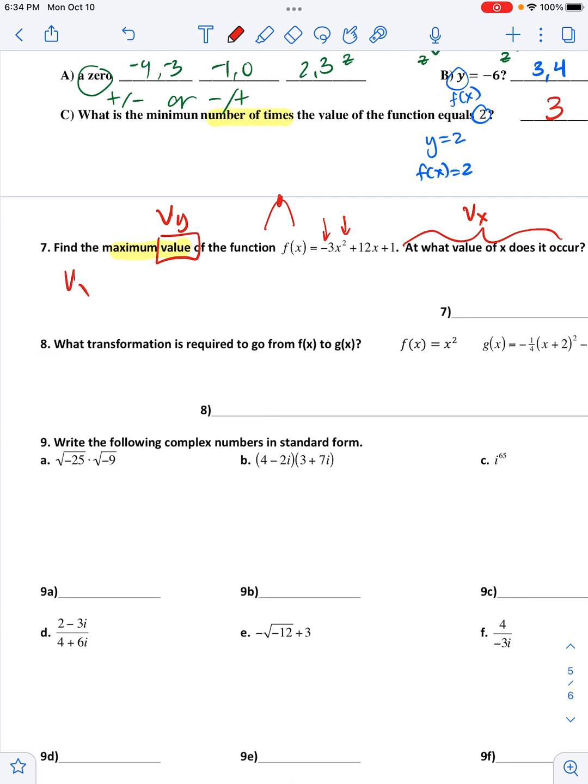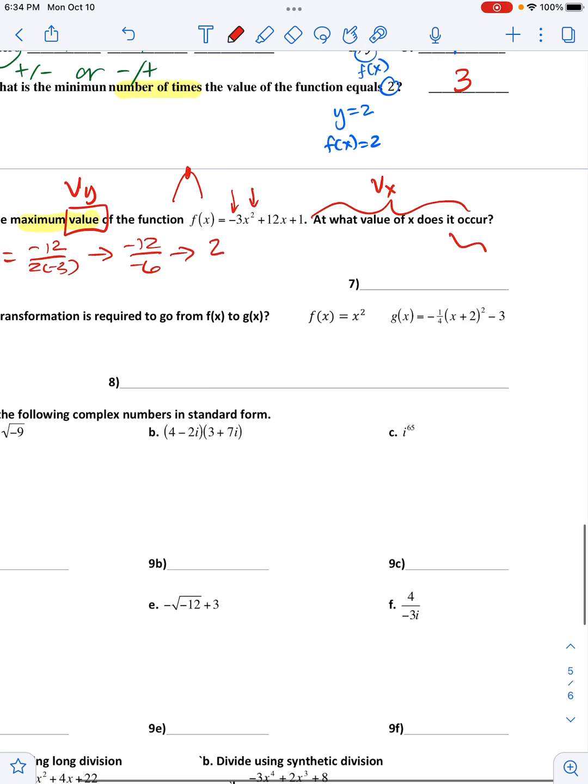So let's find both. V sub x, since this is in standard form, will be the opposite of b over 2 times a. And then take your time. This is where a lot of people made mistakes in simplifying. And so negative 12 over negative 6 is going to come out to be a positive 2. So that's where it occurs. So at what value of x does it occur? It occurs at x equals 2.